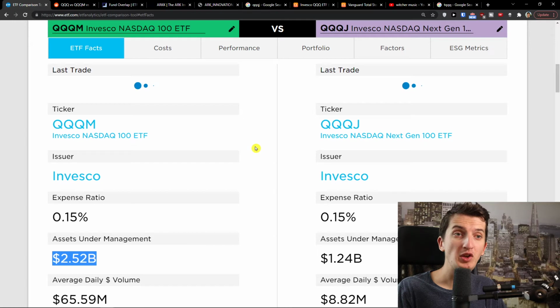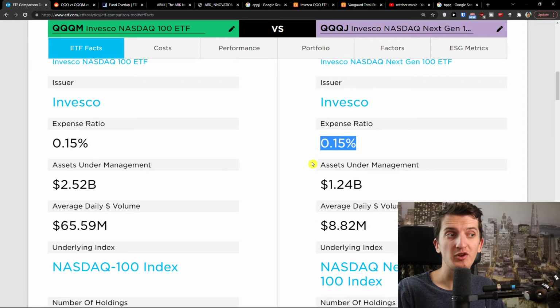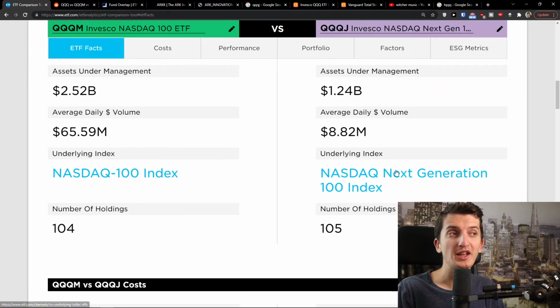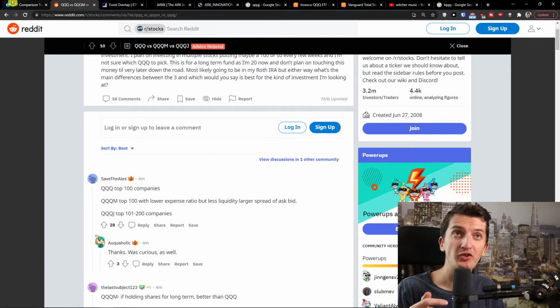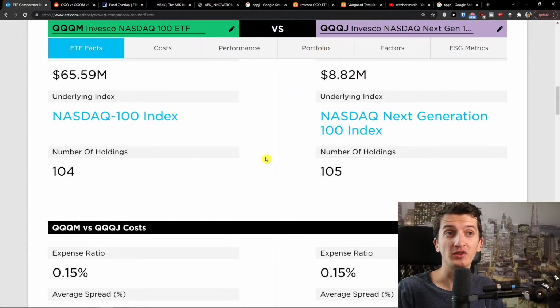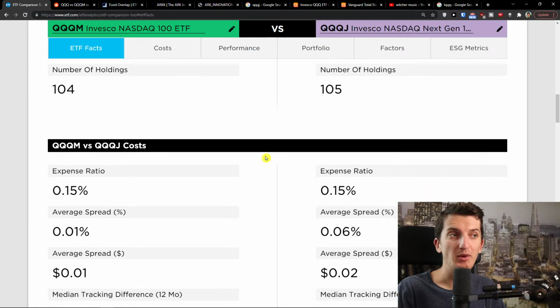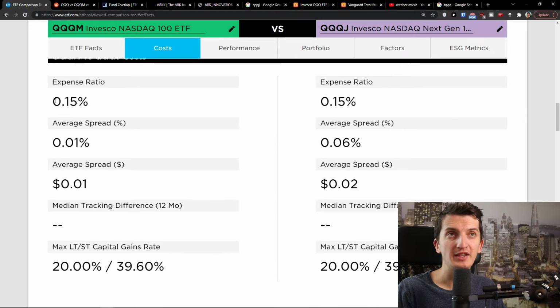But with QQQJ, the expense ratio is also 0.15. What it actually copies is the next generation 100 index. What does it mean? It means that QQQJ holds the top 101 to 200 companies, and I will show you also the number of holdings. Now, when we go further below, we can see the expense ratio is 0.15 for QQQM, 0.15 for QQQJ, and 0.20 for QQQ.